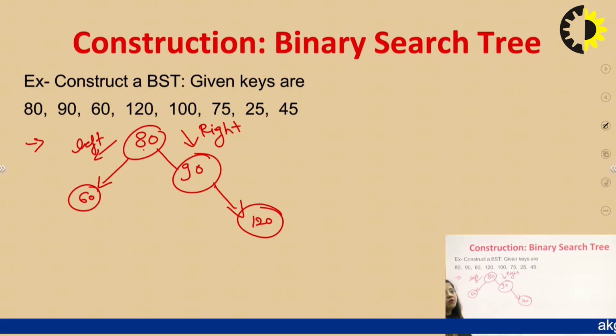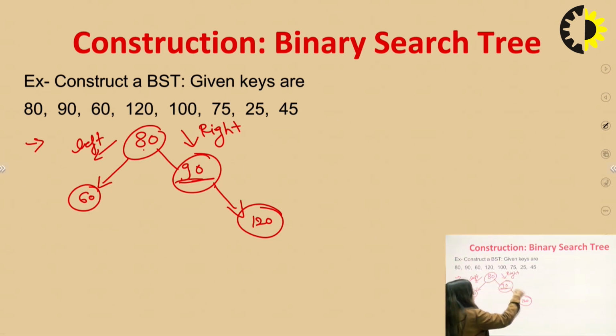Okay, now check 100. Again check the root node, 100 is greater, so it comes to the right direction. Now here 90 is working as a simple node. Again check 100 with this number 90. 100 is greater than 90, so it will again come to the right side. But again this number is used as a simple node, so 120 is checked with 100. 100 is less than 120, so it will come to the left direction. Okay. Now comes 75.